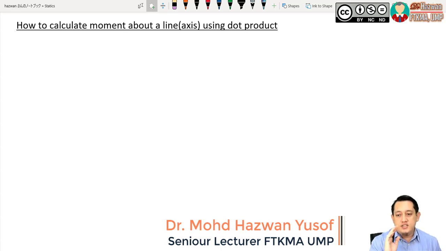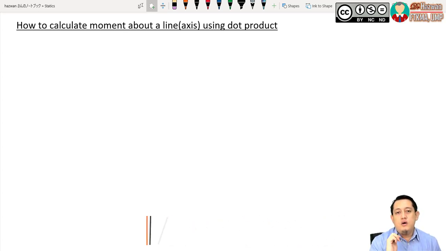Okay, so in this lecture, I will show you how you can calculate a moment about a line, or an axis, using dot product. In the previous lecture, I already taught you how to calculate moment in 3D. We have one force or maybe multiple forces, and when we calculate the moment, we can get the moment in IJK form, in 3D form.